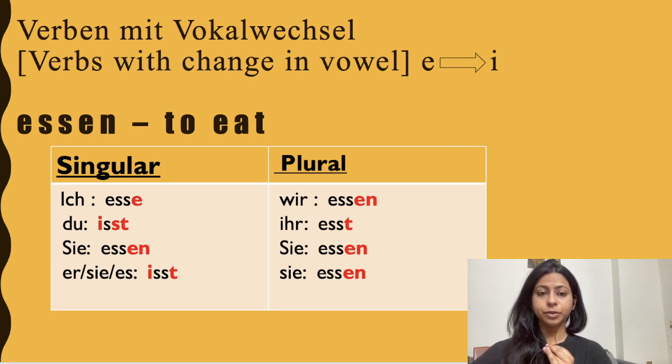The other verb in this category is essen, which means to eat. Ich esse, du isst, er/sie/es isst, wir essen, ihr esst, sie essen, Sie essen. So E is changing to I in du, and E is changing to I in er/sie/es.